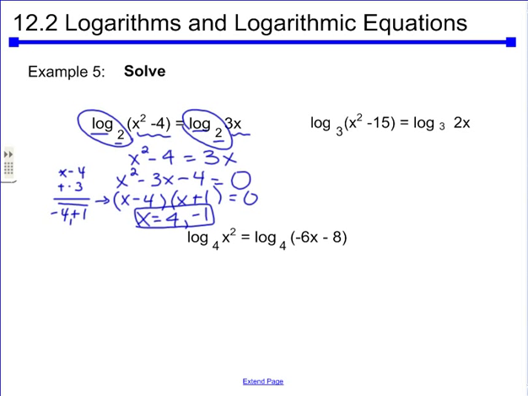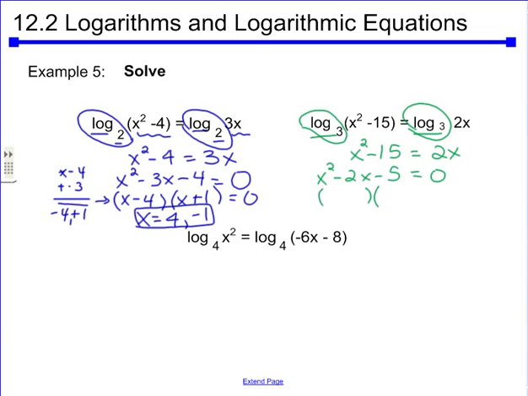Not all of them will be quadratics. The three that we're doing here in this example are quadratics. So next one, we have log base 3 is equal to something else log base 3. So if those bases and logs are the same, you can set the expressions equal to each other. So similar, x squared minus 2x minus 15 equals 0. It's a quadratic. You could use a quadratic formula if you don't know how to factor, but hopefully you do by now. So we're going to factor.